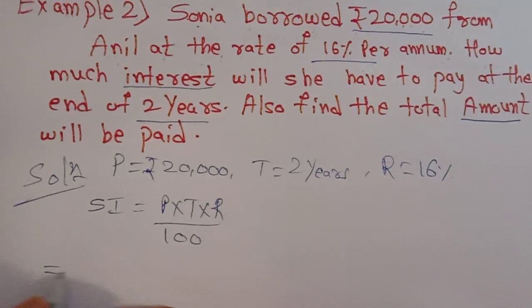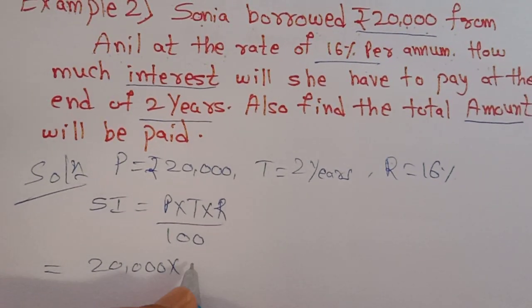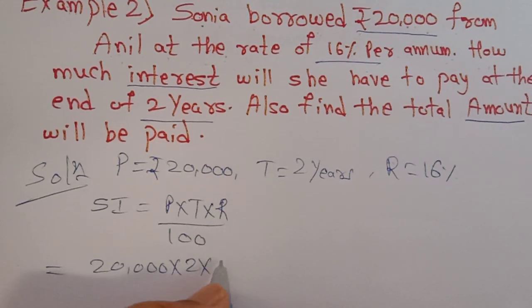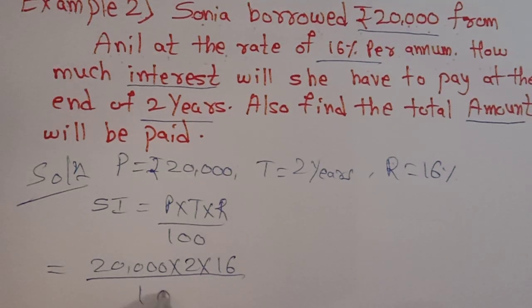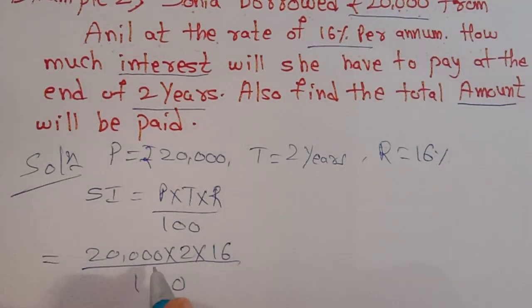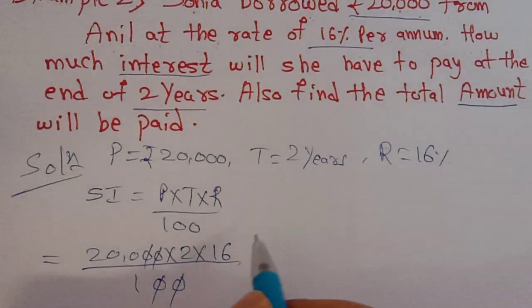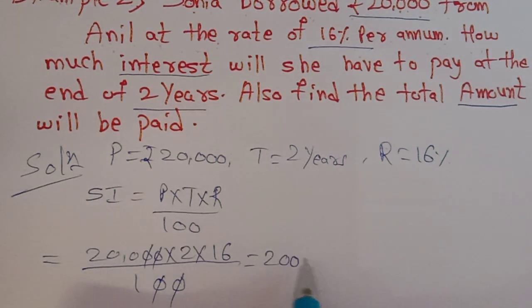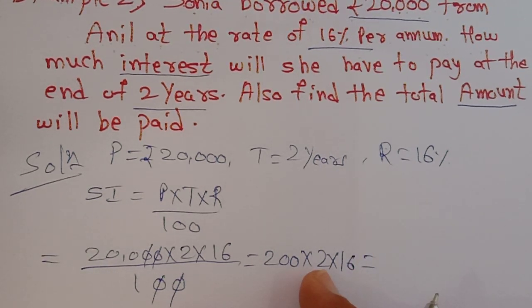Okay students, now P, it's 20,000, T, it's 2 years, and R, it's 16% by 100. So make it easy to cancel. 0 0 get cancelled and 0 0 get cancelled. Okay students, now 200 into 2 into 16. We have to multiply 200 into 2. It's 400. Okay students, 400 into 16.